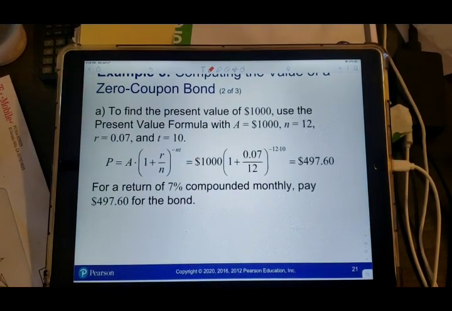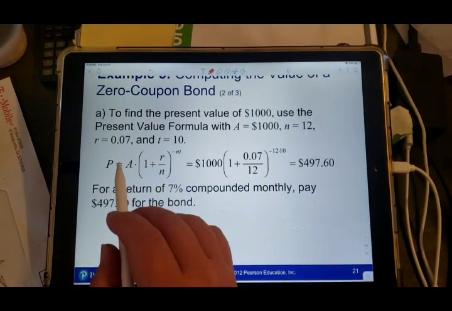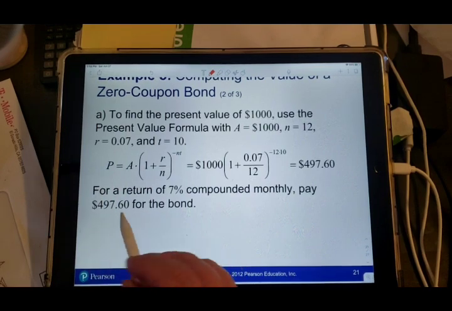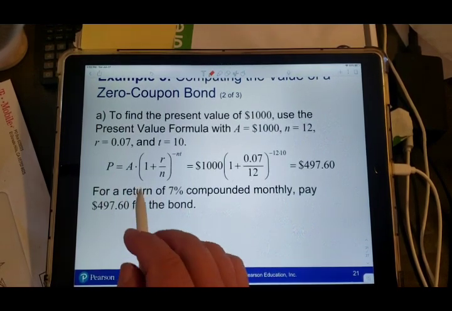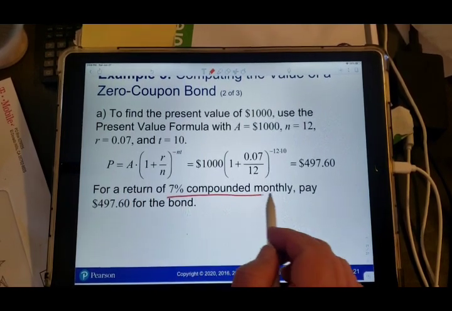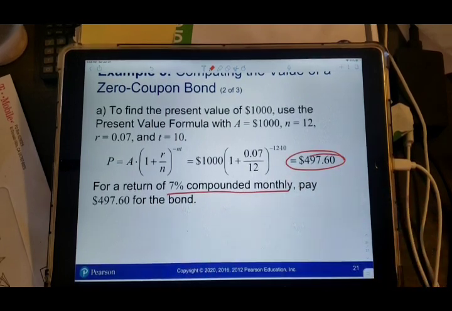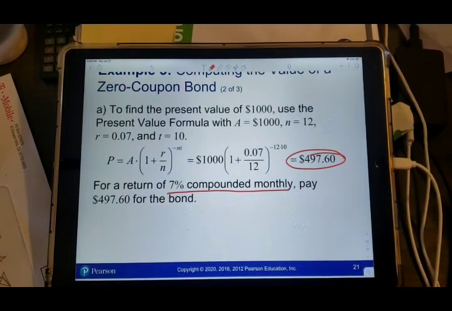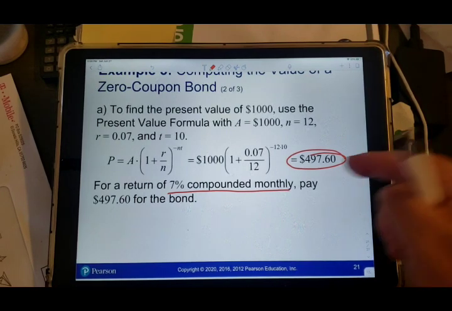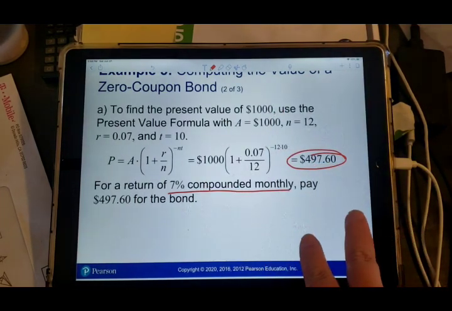So what is it worth if you insist on a return equivalent to 7% compounded monthly? This is how much money you should be willing to pay to get that $1,000 in 10 years.